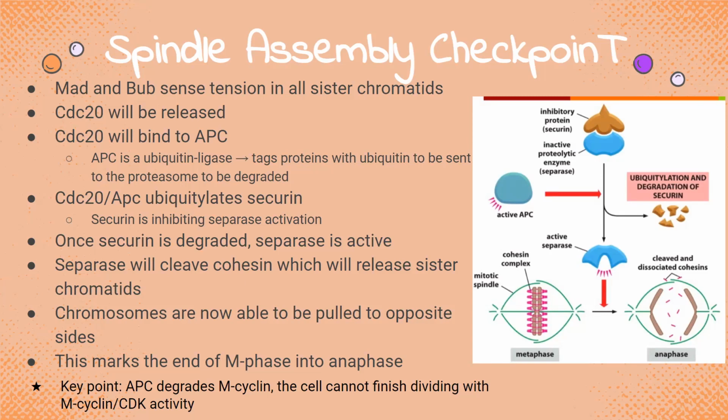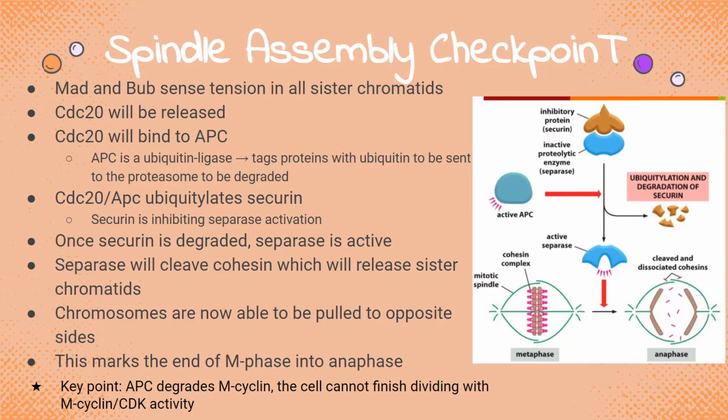So CDC20 is released. It's not shown in this diagram, but it's kind of just like an activating protein, and it's going to bind to APC. This APC is APC/C. It stands for anaphase promoting complex, which gives you an idea of what we're going to be doing. And APC/C is a ubiquitin ligase. So again, we talked about that. Ubiquitin is a little peptide. APC adds ubiquitin to proteins, and that's a signal to the proteasome that, oh, this is something I need to degrade.